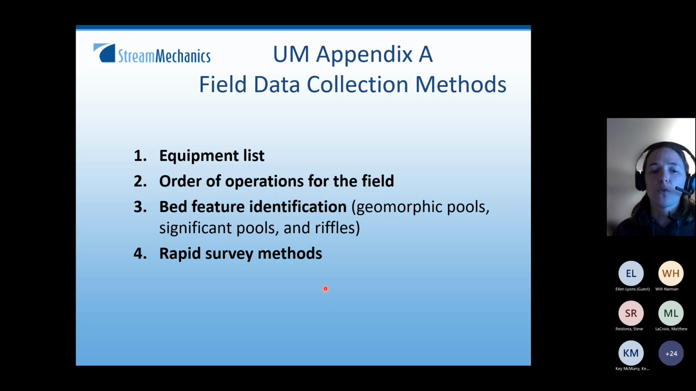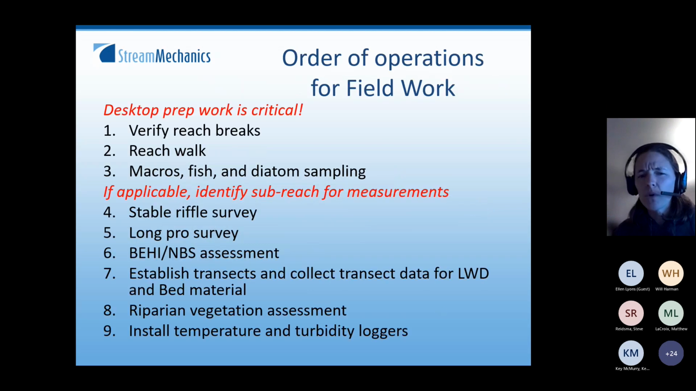We also outlined some rapid survey methods. So rather than taking out a total station or doing a full survey, you can go out and do rapid methods with an eye level and a rod. The order of operations for fieldwork, I wrote this up so that you had it kind of in the slide deck, but we outlined just, start to finish, if you're going out in the field and assessing all 5 functional categories in a field day.